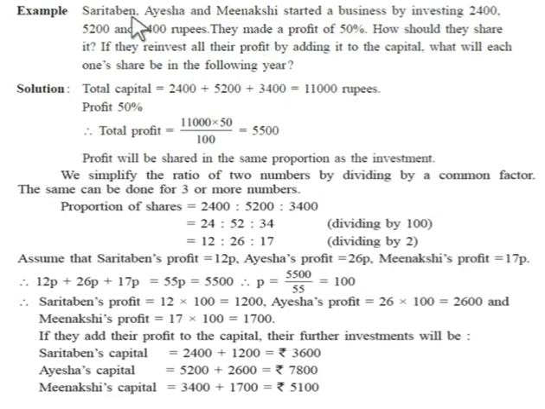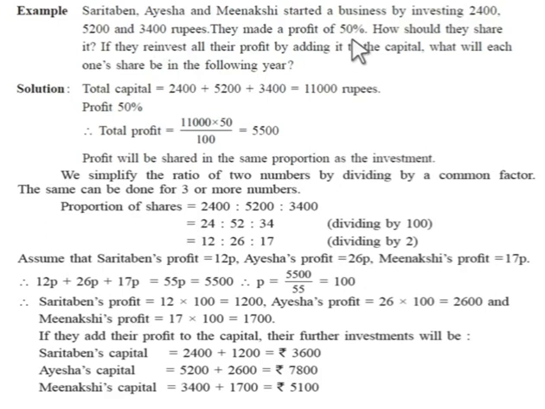The investment made by Sarita Ben, Aisha and Minakshi separately is given. So Sarita Ben's investment is 2,400, Aisha's investment is 5,200 and Meenakshi's investment is 3,400 rupees. Now the profit percent is given.